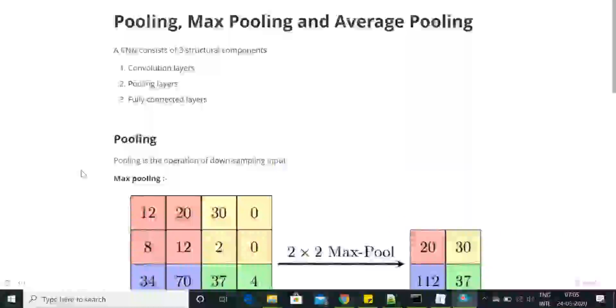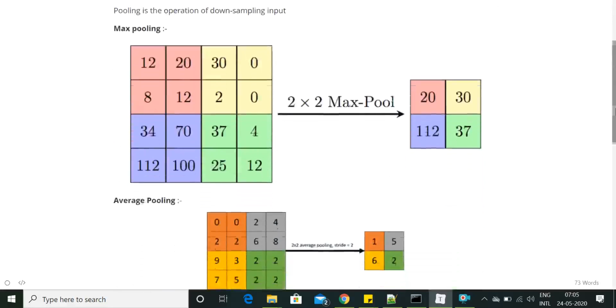Today we will be discussing pooling, one of the major components of a CNN. We know that a CNN consists of three major structural components: the convolution layers, the pooling layers, and the fully connected layers. Today we will be talking about pooling. Pooling is the operation of downsampling the input that is provided to a layer. And there are two different kinds of pooling: max pooling and average pooling.